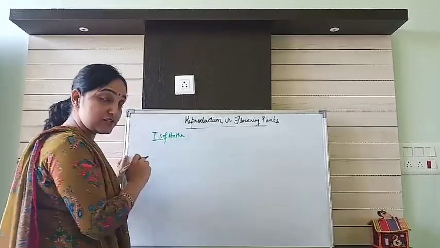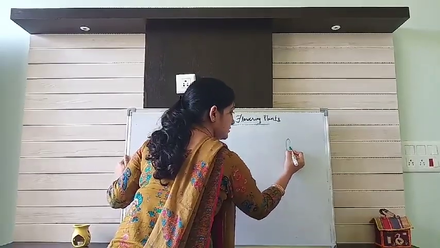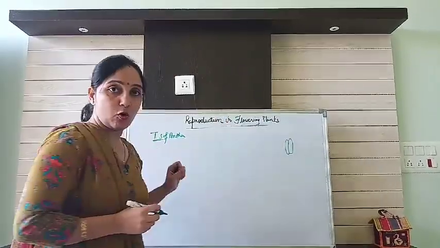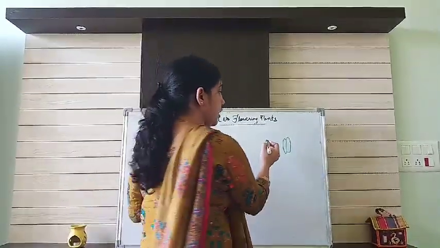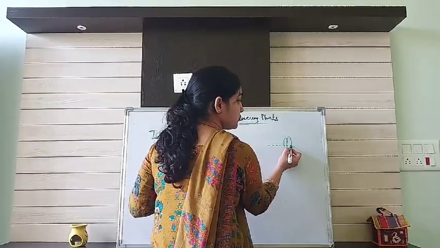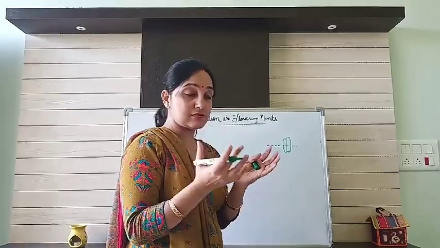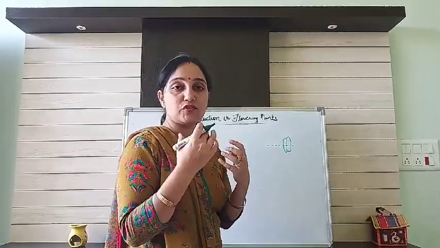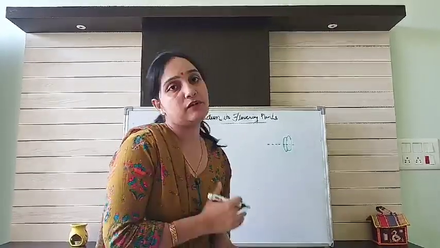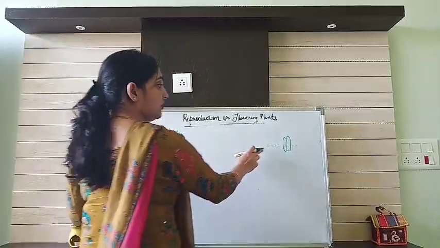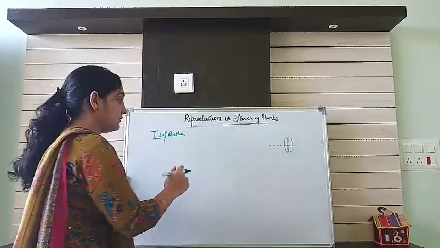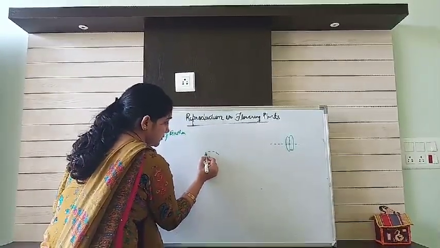What do you mean by transverse section? These are the lobes of the anther. Now if we cut this anther from this portion, what is inside that anther? What kind of structures are inside? That we are going to tell you. When we take the transverse section of an anther, we get this type of structure.